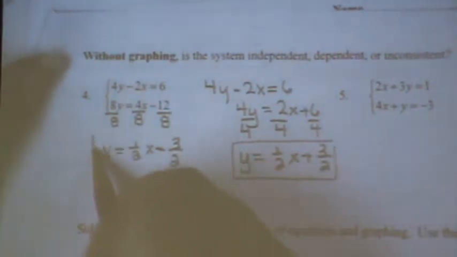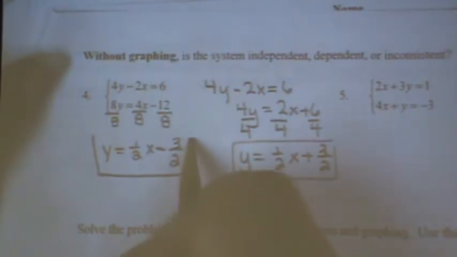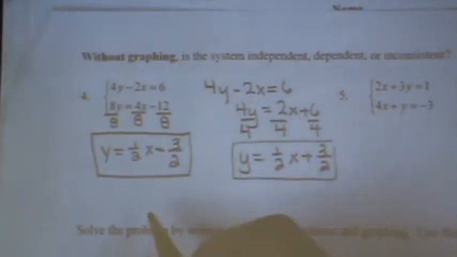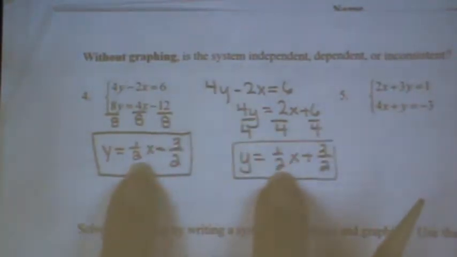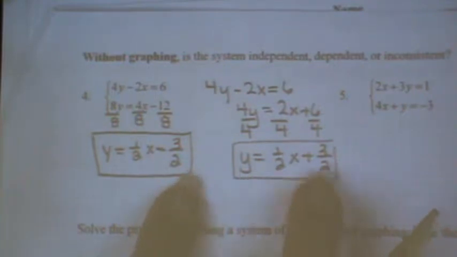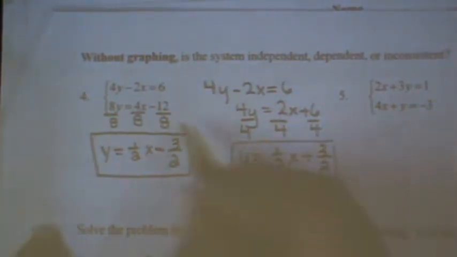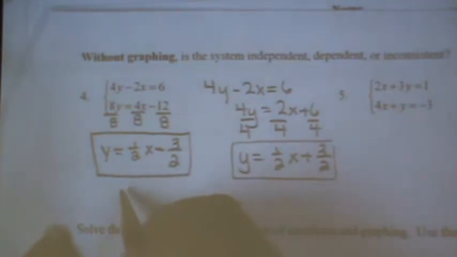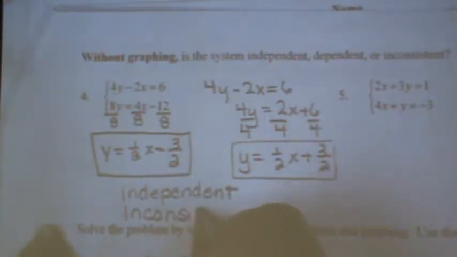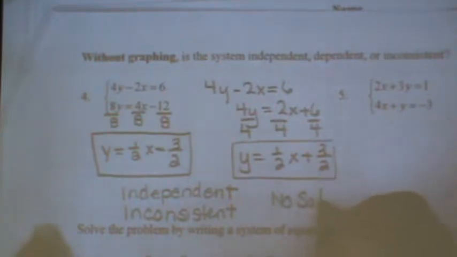So now look carefully at these two and tell me, what's the solution? There is none. Why? Because they have the same slope and different y-intercepts. Now, if you would have made a math error and wrote +3/2, you would say that they were the same. So be careful. So these two equations, the lines are independent, but the solution is inconsistent. Why? Because they're parallel lines. There is going to be no solution on this. These are parallel lines.